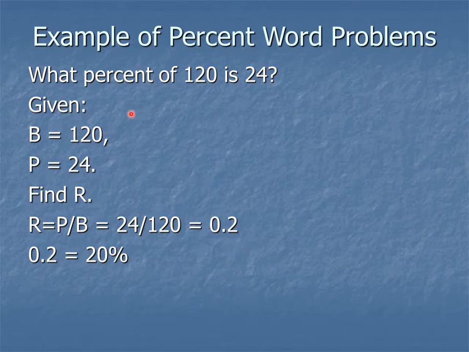Okay, so the question is what percent of 120 is 24? Now, the question is simple because you are looking for the rate, because the rate is not given. You don't see anything with the percentage, right? All you need to identify is which one is base and which one is portion. Most likely, the word "of" followed by something is your base. The base is 120 and the portion is 24.